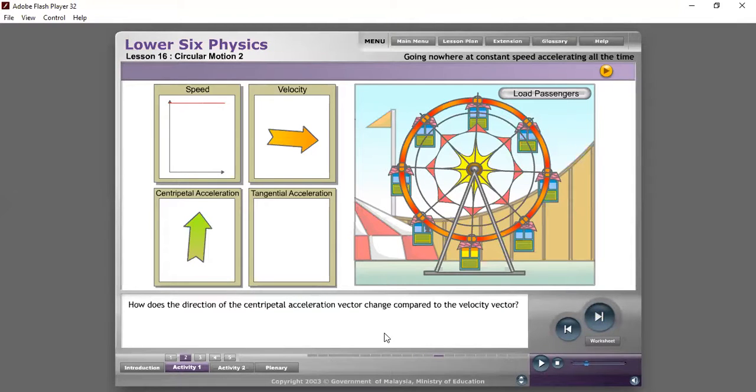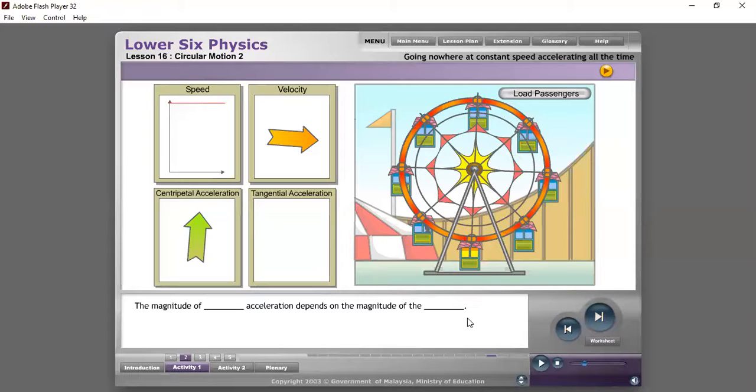How does the direction of the centripetal acceleration vector change compared to the velocity vector? Answer: they are always perpendicular. The sentences below describe what is happening when circular motion is uniform. What are the missing words? When the circular motion is uniform, blank acceleration is equal to 0. So that is the tangential acceleration. Answer: tangential.